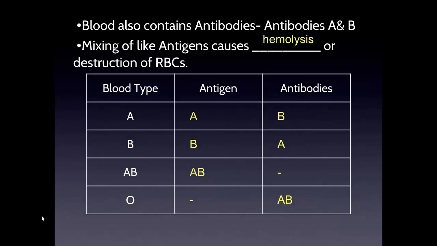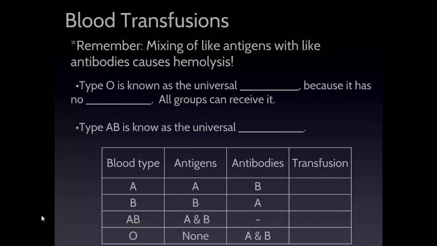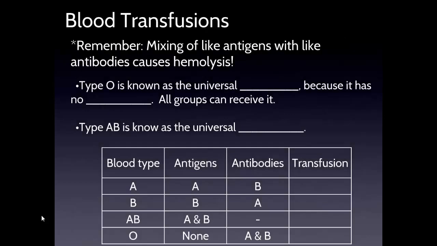This becomes important when, as you guys said in our question of the day, a person is getting a blood transfusion. Because if a person does get a blood transfusion and they end up with a mix of matching antigens and antibodies, that's bad. That leads to hemolysis, to their red blood cells being destroyed. They can die. What if you mix blood? Hold on, we'll talk about this.